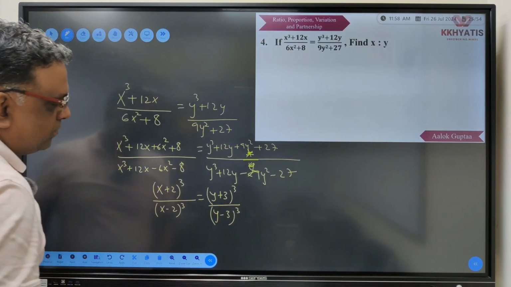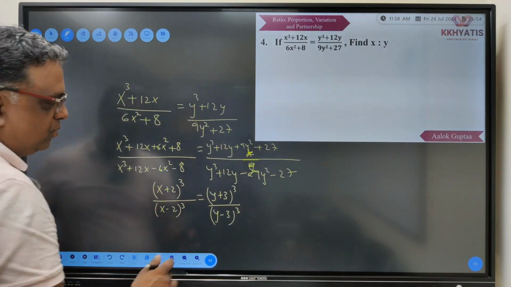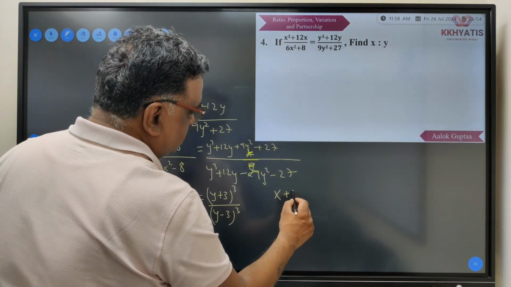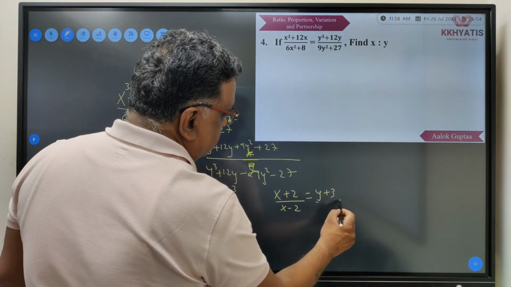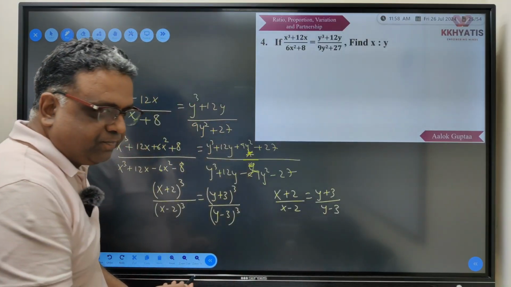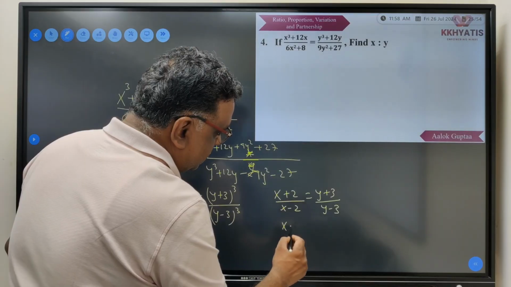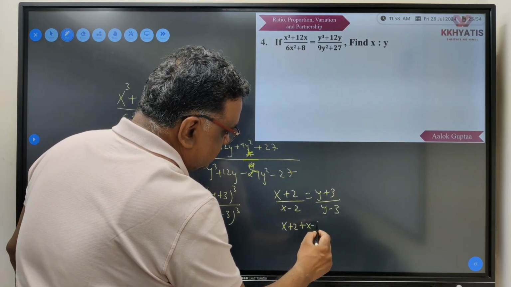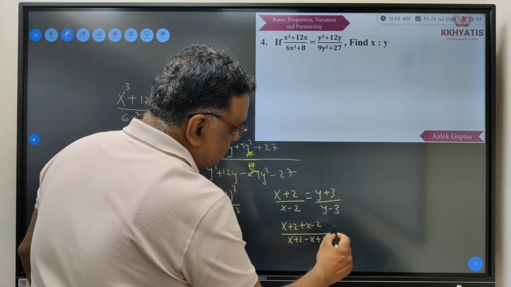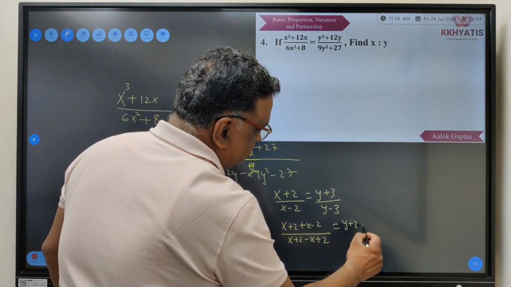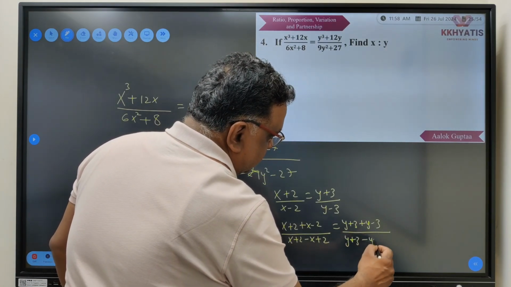Correct? So if cube of this side is equal to cube of that side, I will take cube root, which means x plus 2 upon x minus 2 will become equal to y plus 3 upon y minus 3. Correct? Now I will again apply componendo dividendo. So this will become x plus 2 plus x minus 2 upon x plus 2 minus x plus 2 is y plus 3 plus y minus 3 upon y plus 3 minus y minus 3.